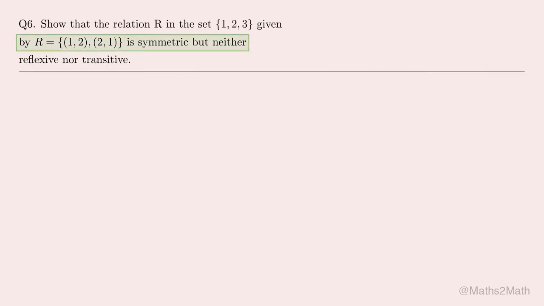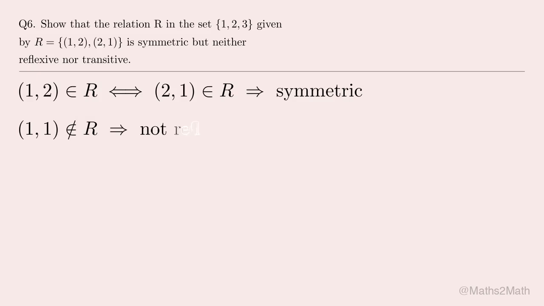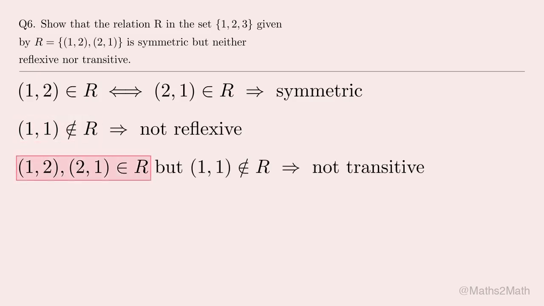Question 6. On the set {1, 2, 3}, the relation contains exactly two pairs, (1, 2) and (2, 1). We must show it is symmetric, but neither reflexive nor transitive. Each pair's reverse is also present, that is symmetry. But (1, 1) is missing, not reflexive. And 1 relates to 2, 2 relates back to 1, so transitivity demands 1 relates to 1, which it does not, not transitive.